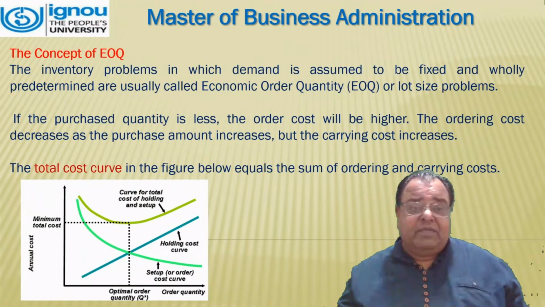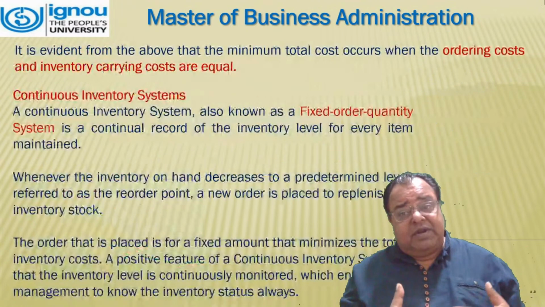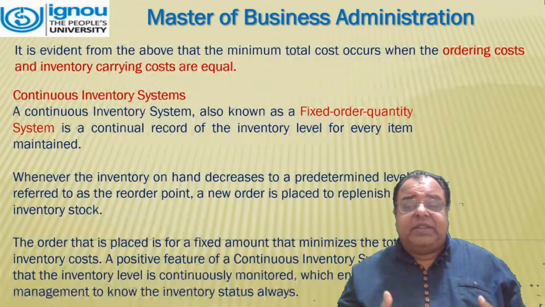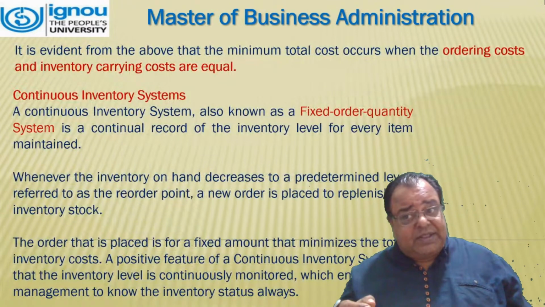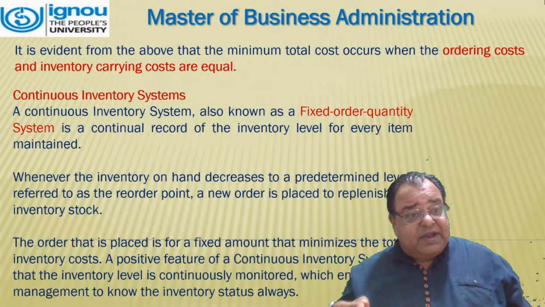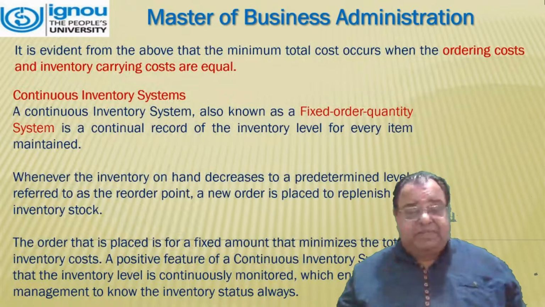It is evident from the above that the minimum total cost occurs when the ordering cost and inventory costs are equal. So we have to remember that ordering cost equals carrying cost. Then comes the continuous inventory system.